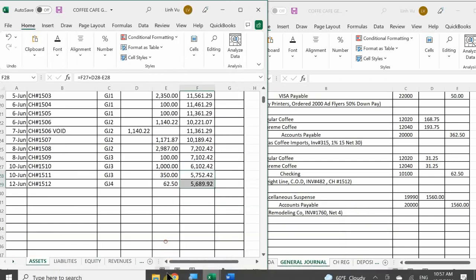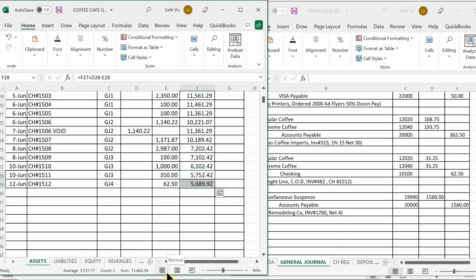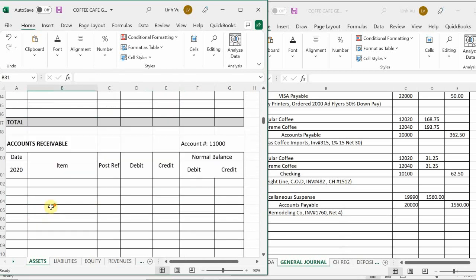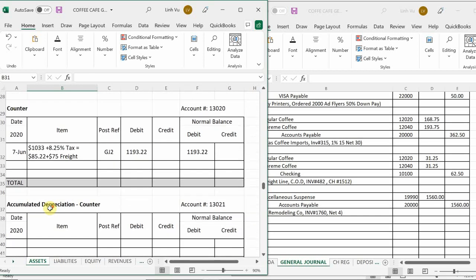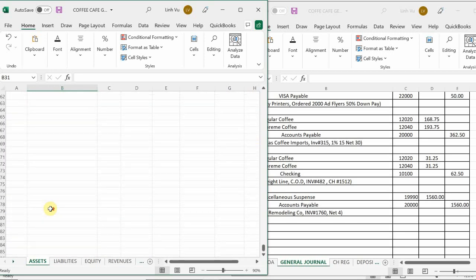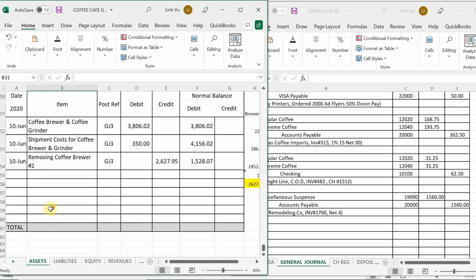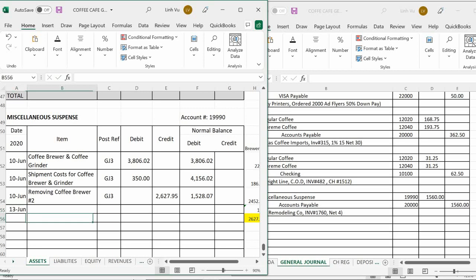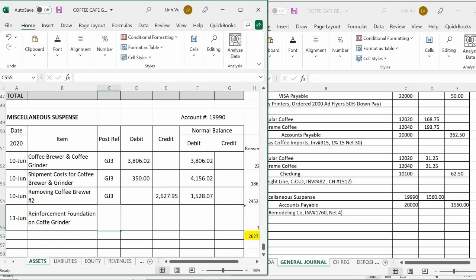So I need to now update my ledger accounts because now I have a part of the cost of my coffee grinder I need to include. So I'm going to find my miscellaneous expense account, and I'm going to make a note saying this was reinforcement foundation on coffee grinder. General Journal 4 still. And that increased my cost by $15.60.